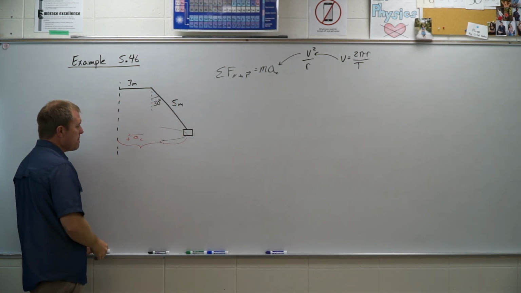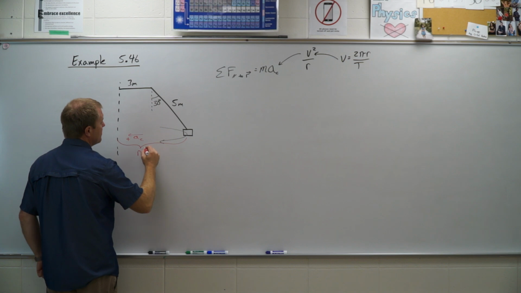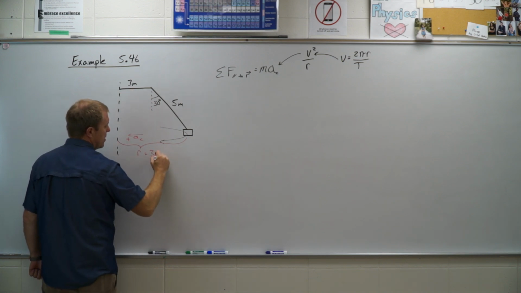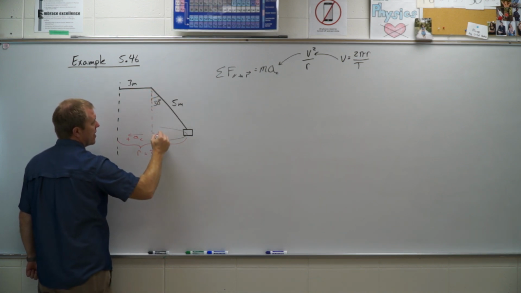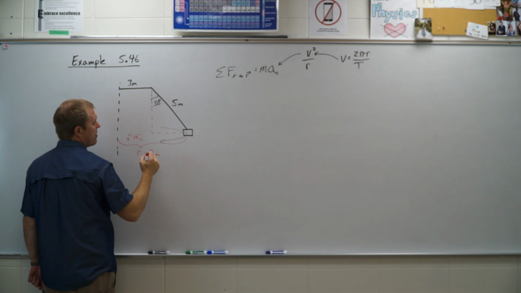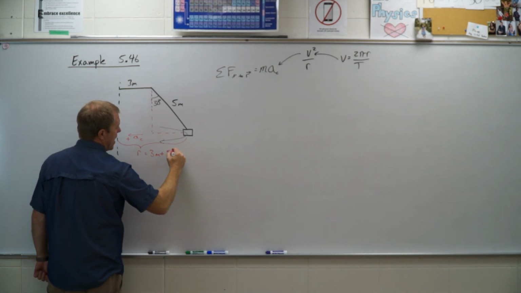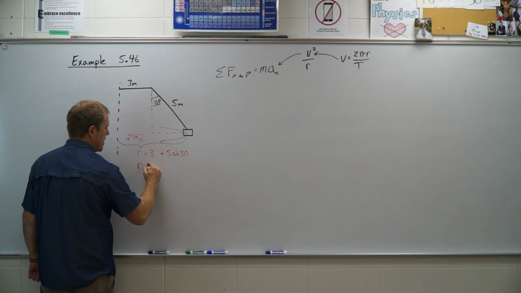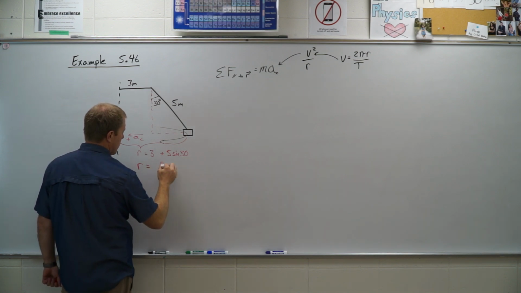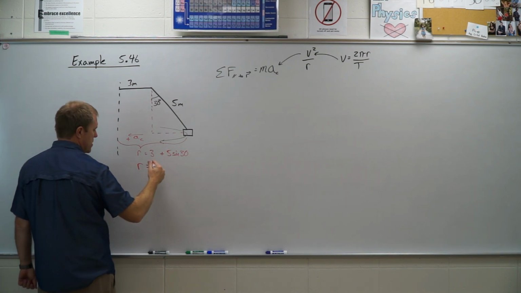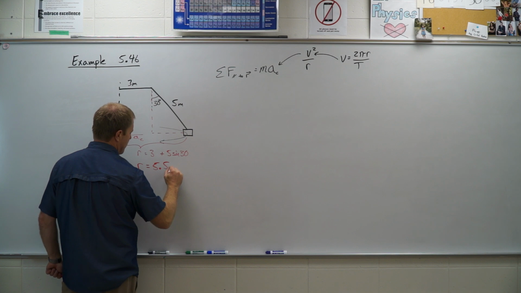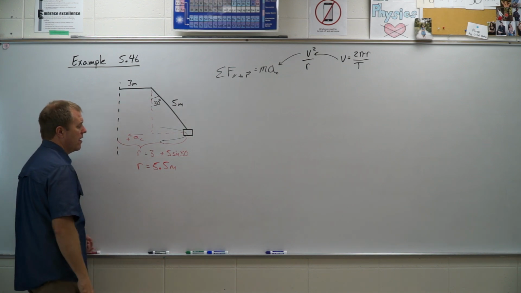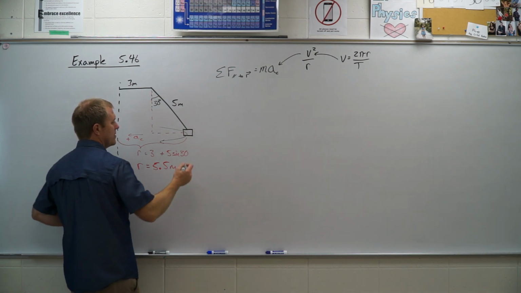All right, to find this radius, we're going to have to do the 3 meters plus, we got this little triangle here. So this side down here is what? 5 times the sine of 30. So the radius comes out to be 2.5 plus 3, so this is 5.5 meters for my radius. All right, let's finish this free body diagram that we got distracted from there.